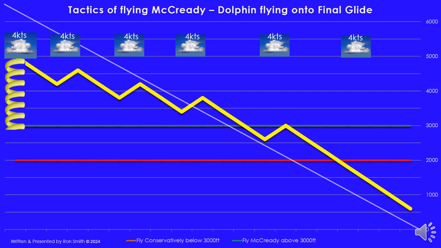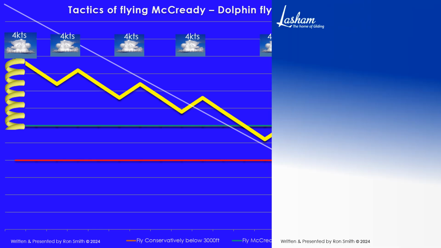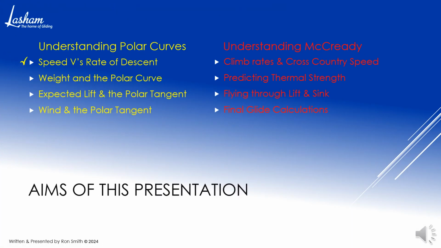The principle of final glide dolphin flying is to fly McCready between thermals, slow down in the lift, stopping to climb when lift greater than McCready is encountered. If you're falling below glide, slow down until glide has been regained. Then continue flying at McCready. Hopefully, we've covered each aim to the point where you've understood the basic principles of McCready flying.